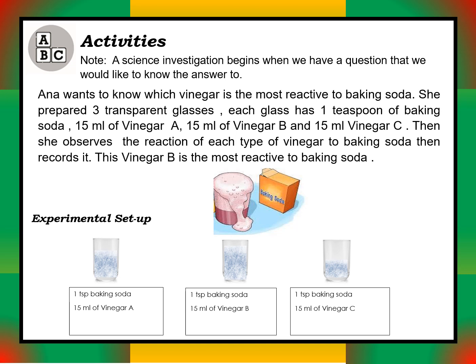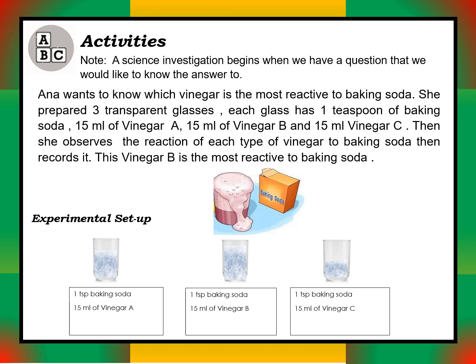All right, let's take this activity. Anna wants to know which vinegar is the most reactive to baking soda. She prepared 3 transparent glasses. Each glass has 1 teaspoon of baking soda, 15 ml of vinegar A, 15 ml of vinegar B, so there are different vinegars, and 15 ml of vinegar C. Then she observes the reaction of each type of vinegar to baking soda, then records it. This vinegar B is the most reactive to baking soda. So this is the experimental setup.